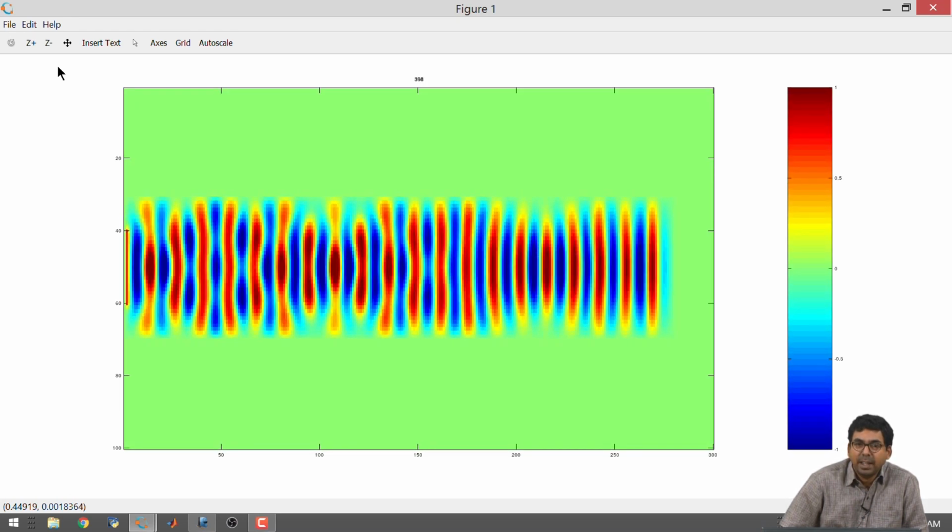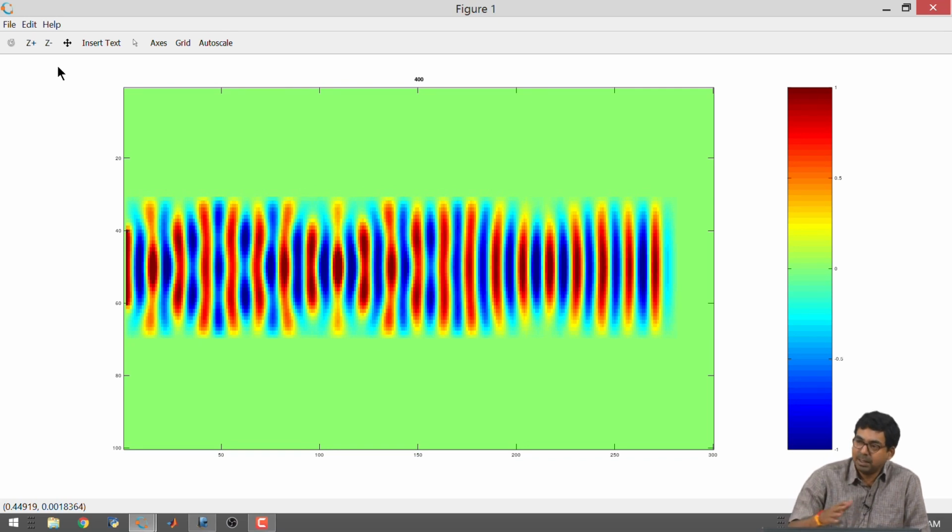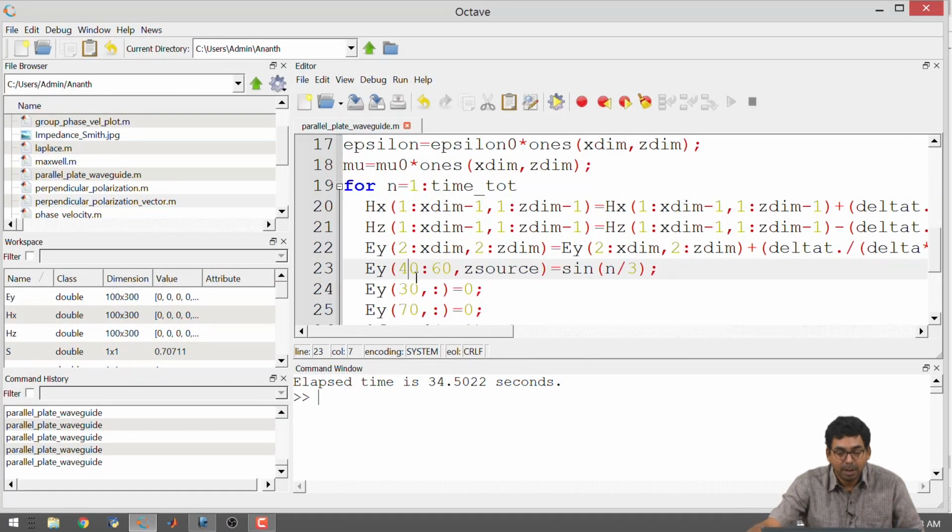Again, hard to say what is going on. It seems like there is propagation, but there is some strange interference patterns which are coming into the picture. I think we will have to reduce it further, and let us say that it goes from 40 to 60. So, this will become 45 to 55.